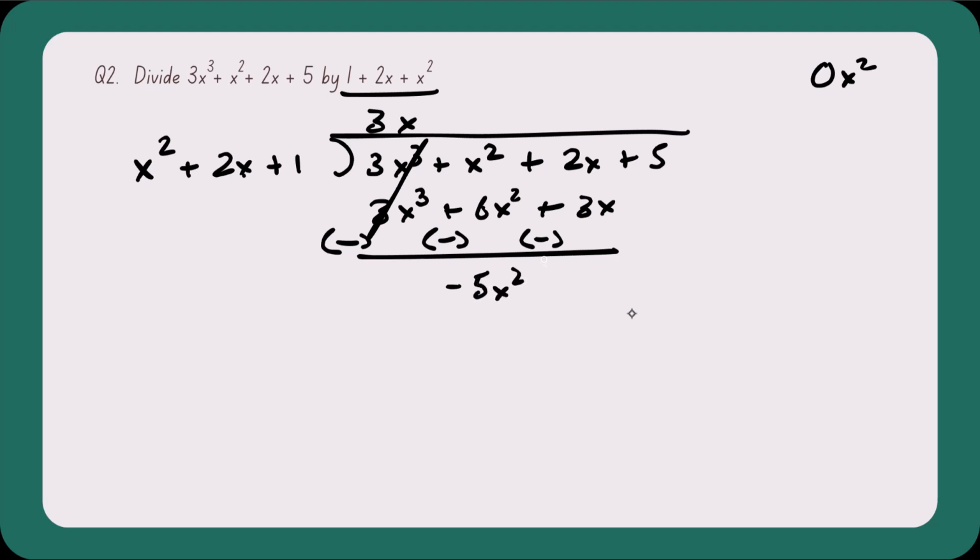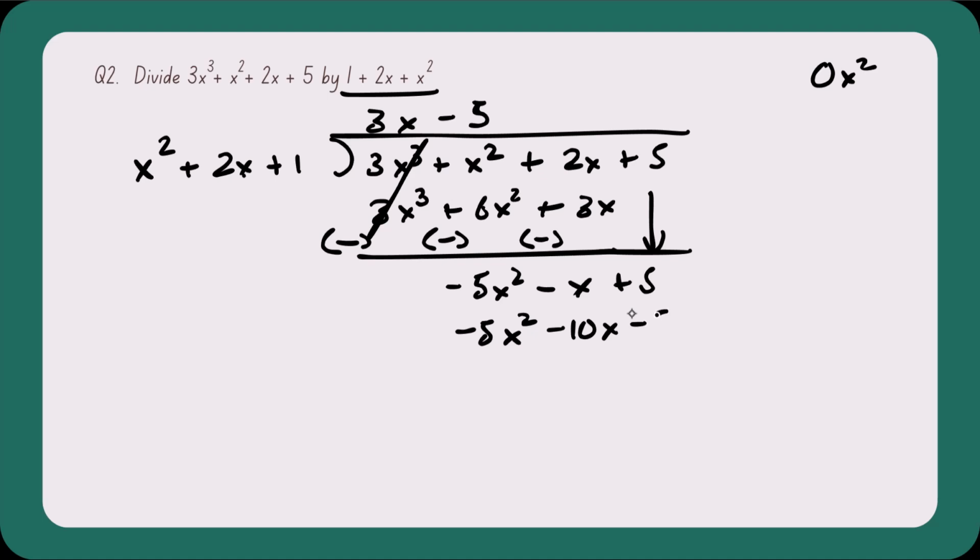Now we have minus 3x and we have plus 2x. So it'll become what? Minus x. And we have a plus 5 that will come down. Now what is the next number? The next number I'll be multiplying with what? I'll be multiplying with minus 5. So we have minus 5x square. Minus 5 into 2 will become minus 10x. And minus 5 into 1 will become minus 5, right?